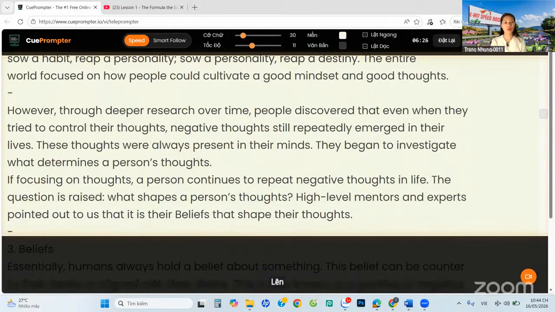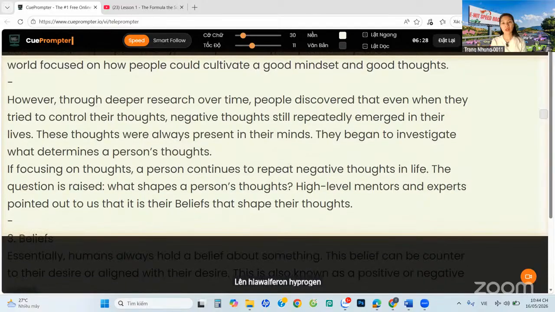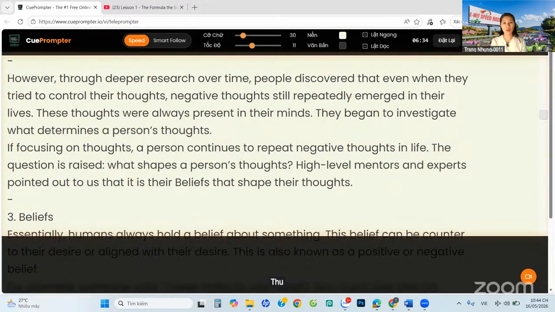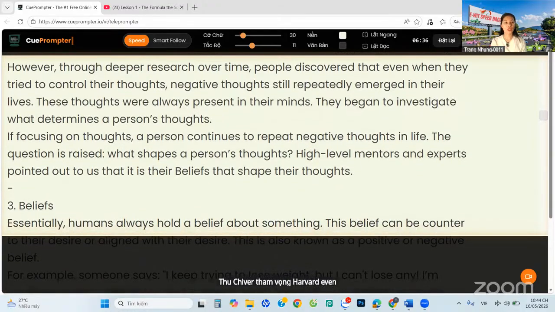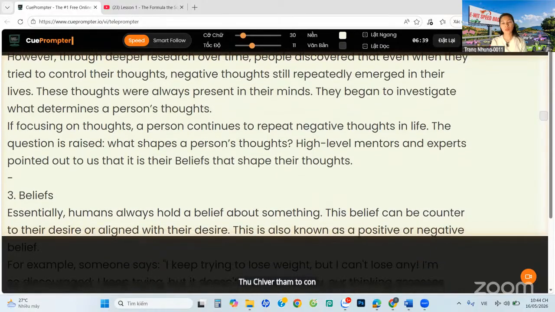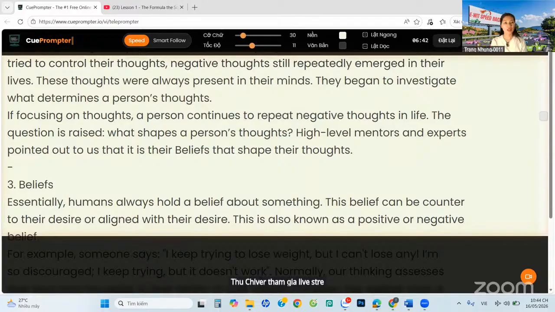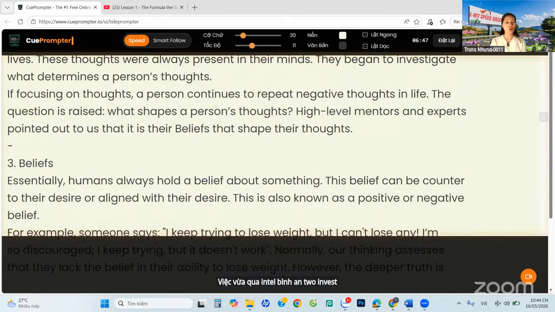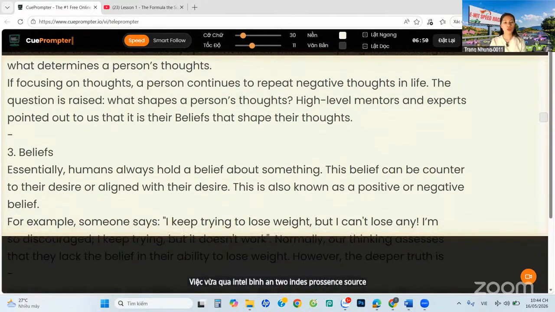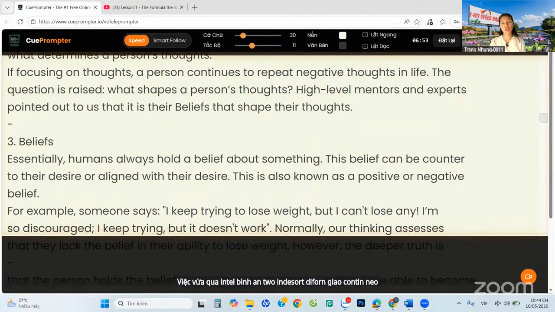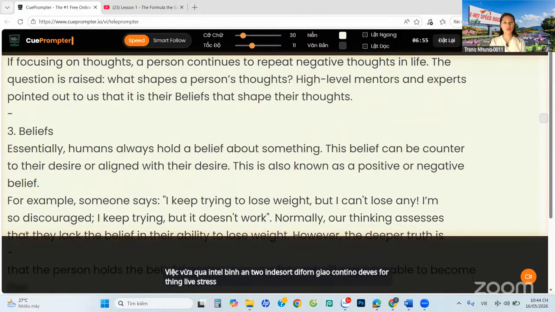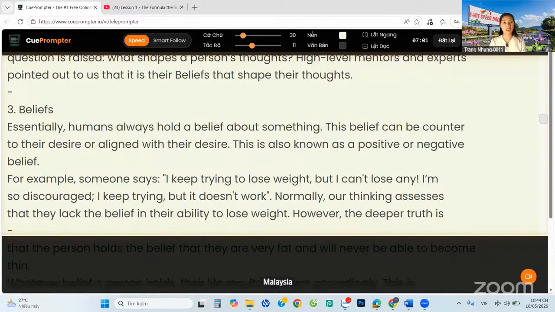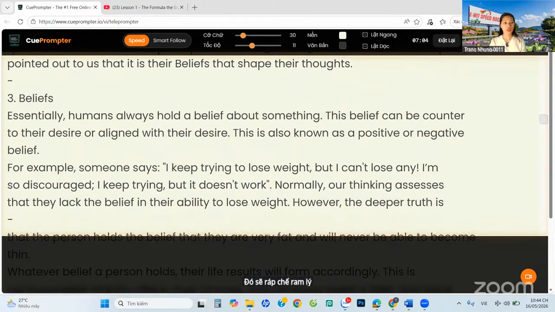The entire world focused on how people could cultivate good mindsets and good thoughts. However, through deeper research over time, people discovered that even when they try to control their thoughts, negative thoughts still repeatedly emerge in their lives. These thoughts were always present in their mind. They began to investigate what determines a person's thoughts. If a person continues to repeat negative thoughts in life, the question is raised: what shapes a person's thoughts?